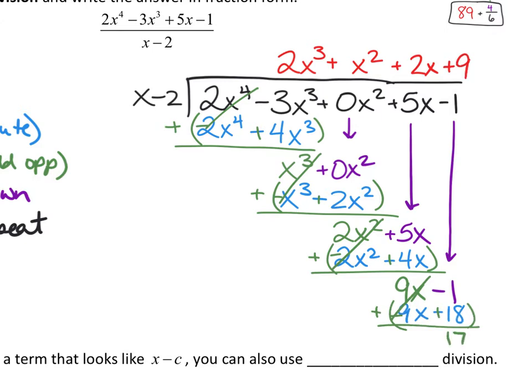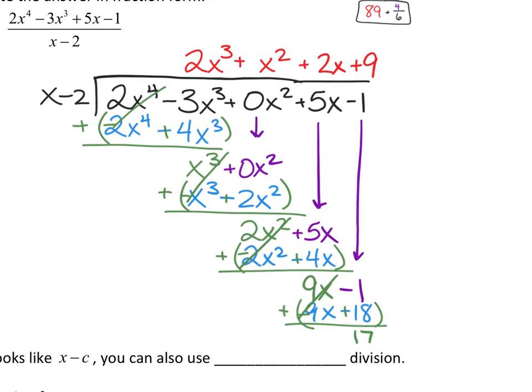When there's nothing left to bring down, you have reached your remainder. And just like we did in the first example, you can write your remainder on the end of this quotient as the remainder divided by whatever you're dividing by. So right here, this is my remainder. When there's nothing left to bring down, if you have a number other than 0, that is your remainder.